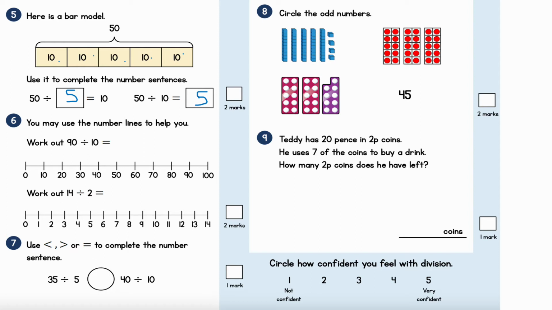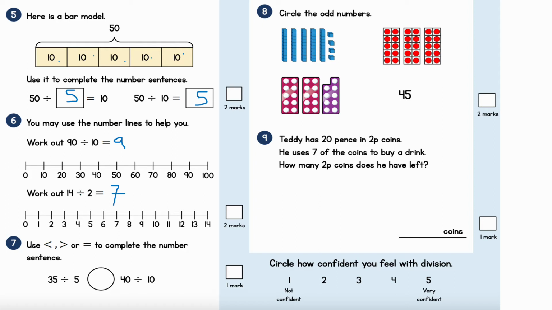This is question number 6. You may use the number lines to help you work out 90 divided by 10. Well, the answer we get is 9. So how many 10s go into 90? 10, 20, 30, 40, 50, 60, 70, 80, 90. I've counted 9 times. Next one, 14 divided by 2 is 7.